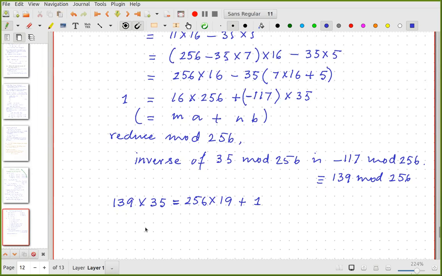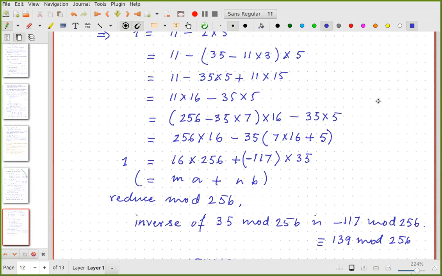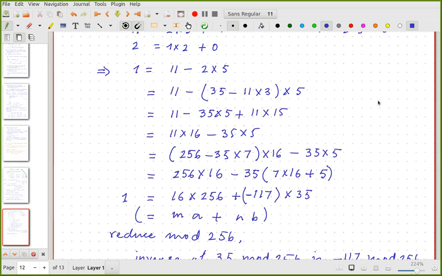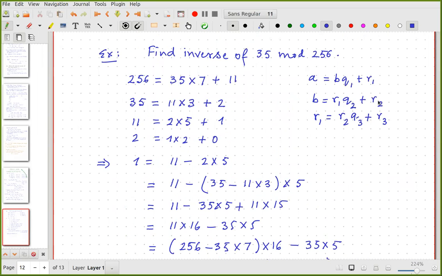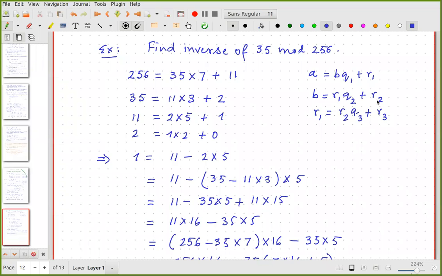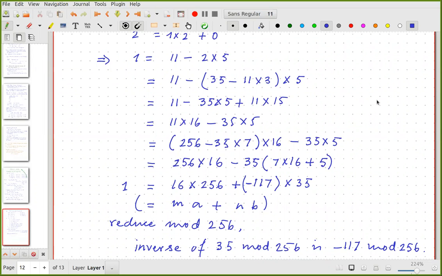So that's a general method. Given any two numbers A and B, if they are relatively coprime, you can find their inverse. In general, even if they are not relatively coprime, you can write the GCD in this form, M A plus N B. You can write it as an integer linear combination of these two numbers. So this is a kind of reverse Euclidean algorithm. So that is fine.